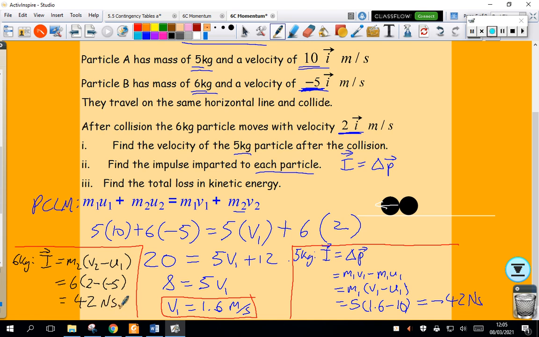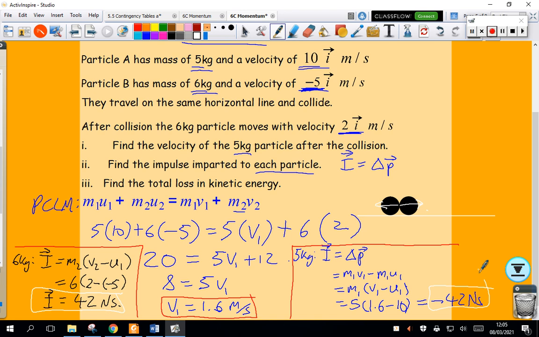Note that that impulse is positive 42. So the impulse imparted on object 2 by object 1 is equal, but in the opposite direction. And that's always going to be the case. Notice one will be positive, one will be negative, opposite directions, but equal in magnitude.